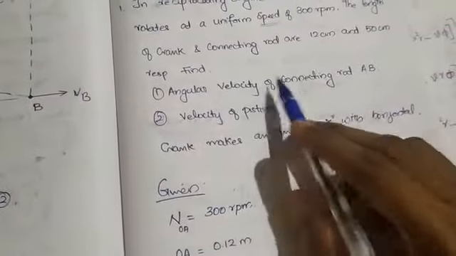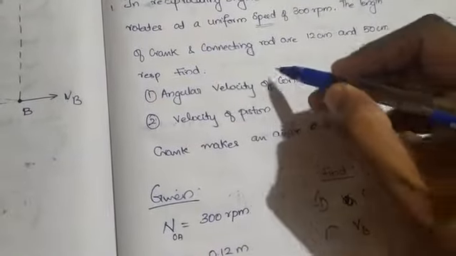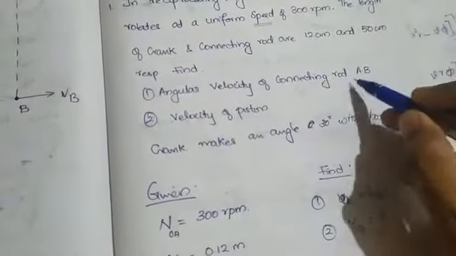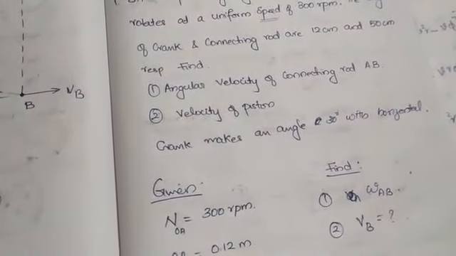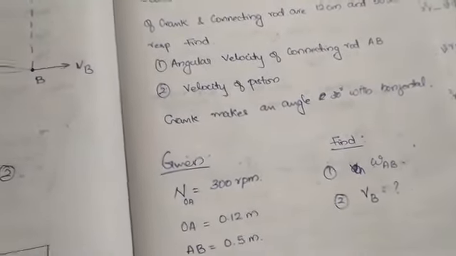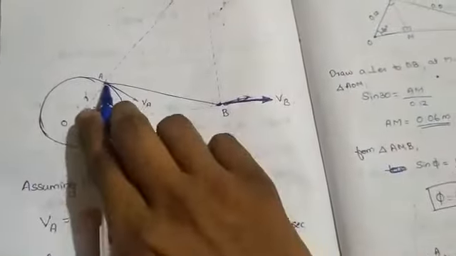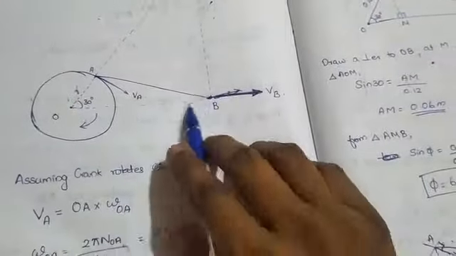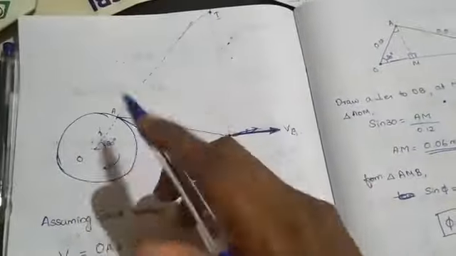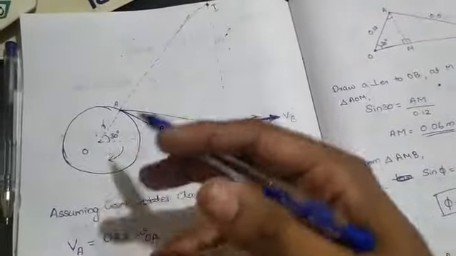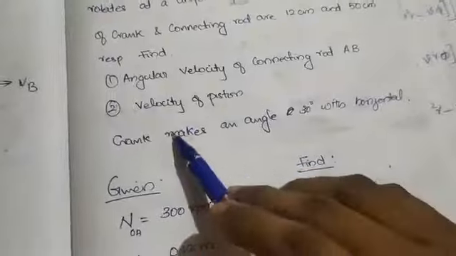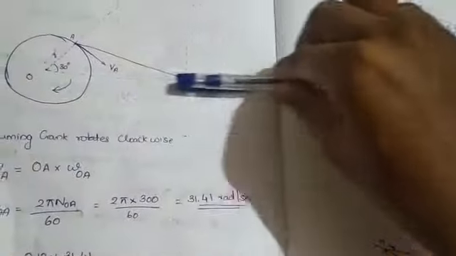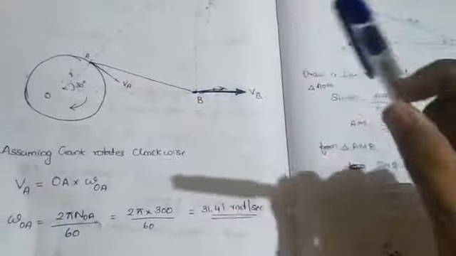So you need to find out the angular velocity of connecting rod. The angular velocity means omega of connecting rod. Connecting rod means AB. AB is the connecting rod. See, OAB. Of course, you can make your own notation, but it's better to follow the same, right? Now, velocity of piston. Piston is moving like this, to and fro. So what will be the velocity of piston?